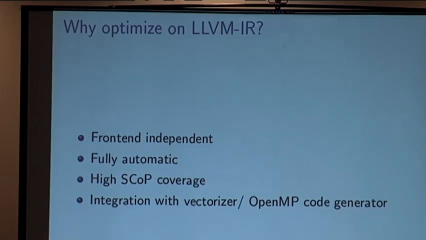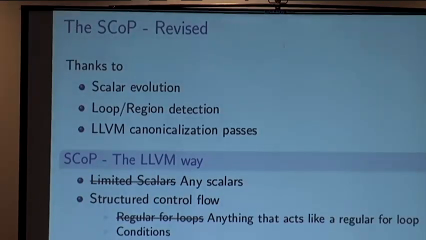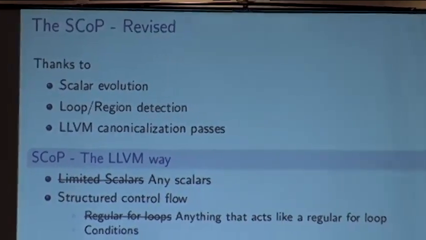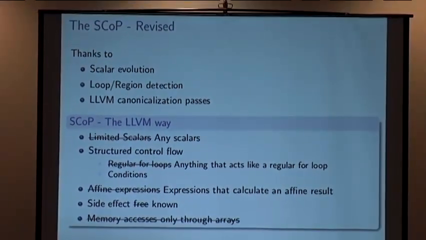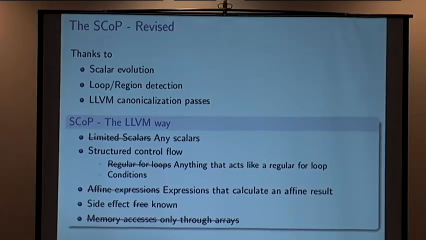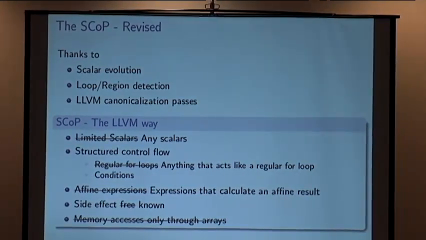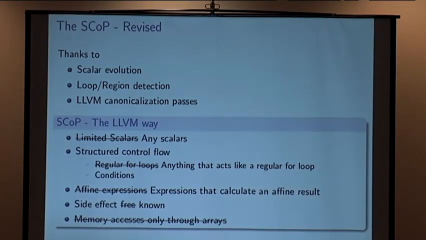And now I think this is the most interesting part of Polly. I just explained to you that the polyhedral model needs the program to be in a very strict, very specific format. And using LLVM, we don't need most of these restrictions. We've got scalar evolution, we've got loop detection, region detection. We've got a lot of canonicalization passes in LLVM. So, for example, I told you we need structured control flow, a certain way to write the for loop. But if you decide you don't like for loops, you prefer to write your for loop with a goto.